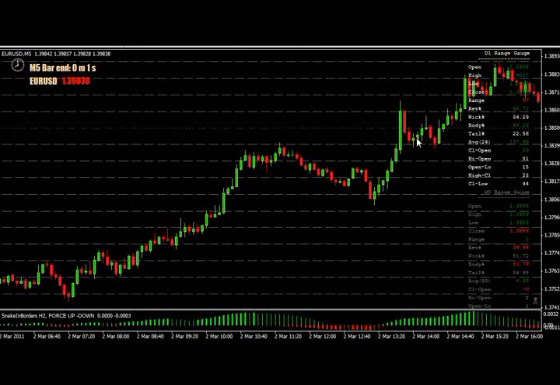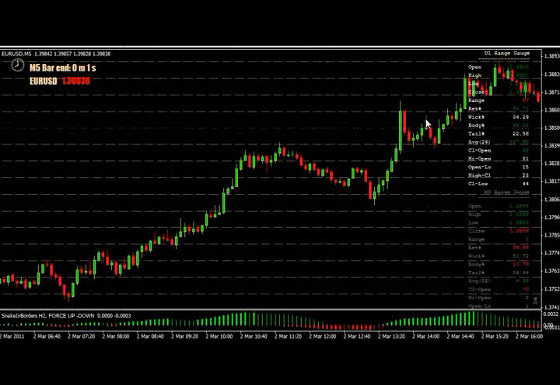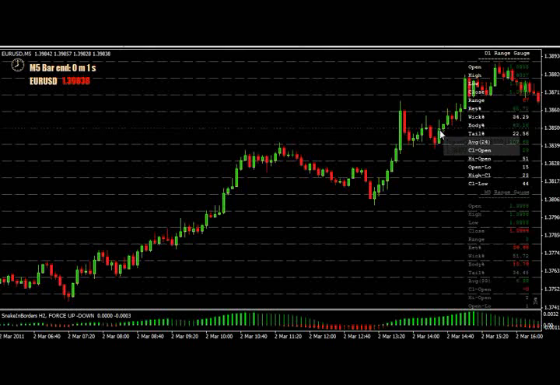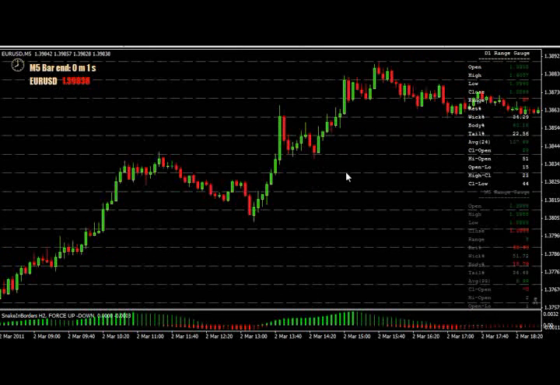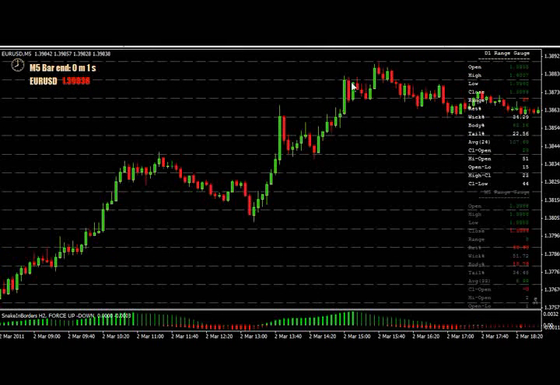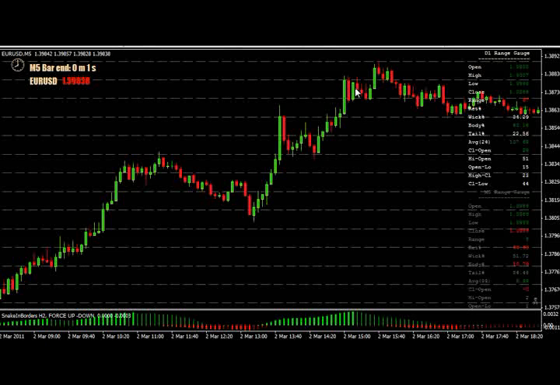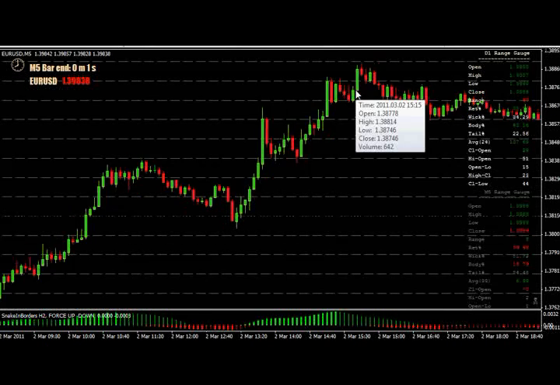Red followed by a green, 1 pip above. We would have taken that for a profit. Here's the next one. This bar did not exceed this bar, so we would have not taken that trade. And at this point we were at the top of the daily range, so we would have at that point stopped trading.